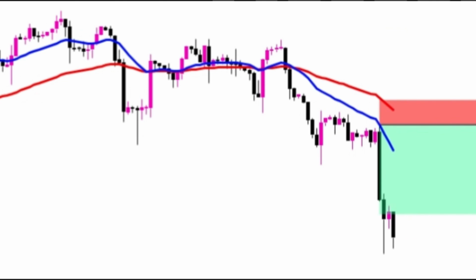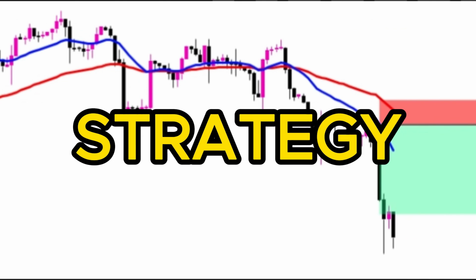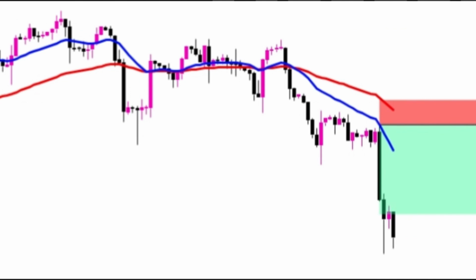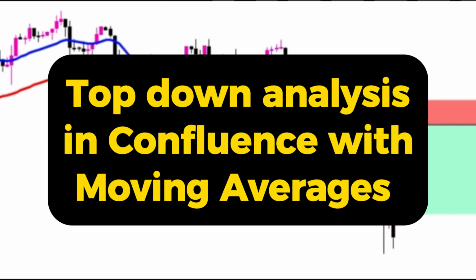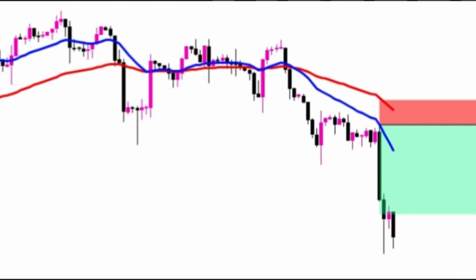Now that we have learnt all the basic concepts of the moving average, let us move to the strategy of the moving average, which would maximize our profits in the market. So, in this strategy we would use top-down analysis in confluence with the moving averages. Firstly, we would move to the higher time frame for identifying and plotting the key levels on our chart, and after that, we would go to the lower time frame for confirmation and taking entry. Let us now begin with the strategy.